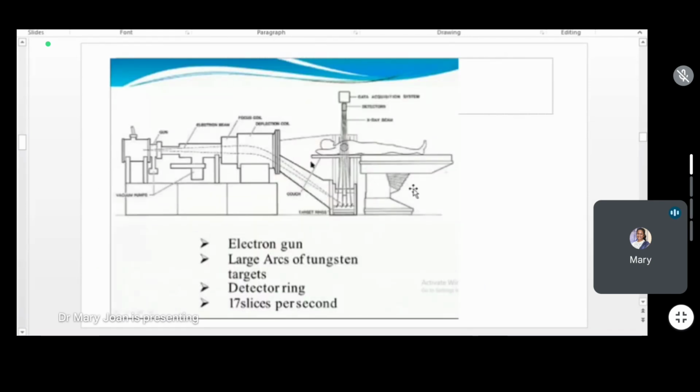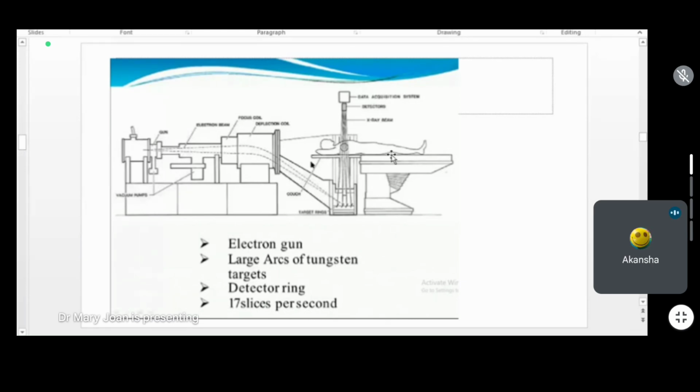So this is another pictorial representation. Electron gun, large arcs of tungsten targets and detector ring, and 17 slices per second. So this allows fast scanning. And why do we need fast scanning for the heart? To avoid motion.